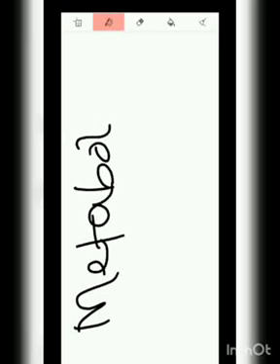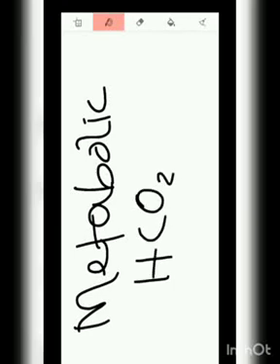Then what is the importance of the metabolic component? While dealing with the metabolic component, you have to think about the base, bicarbonate. When the base bicarbonate increases, the alkali increases. So it is metabolic alkalosis. When the bicarbonate decreases, it is metabolic acidosis.